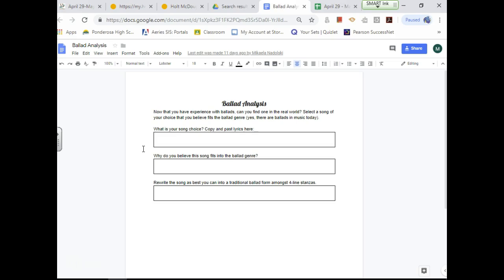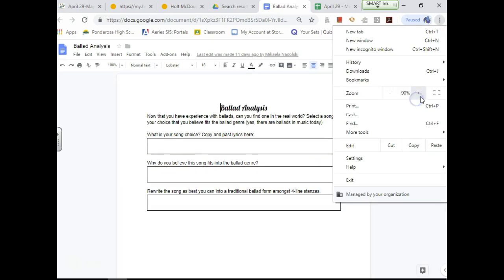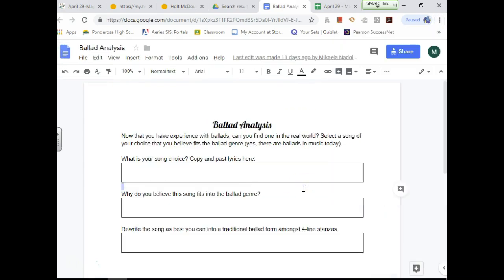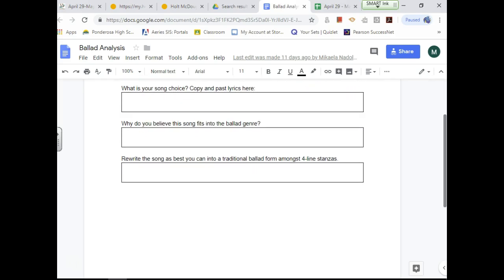Basically, what you're going to be doing is you're going to find an example of a ballad in the real world. So you're going to analyze a song of your choice. Now that you have experience with ballads, can you find one in the real world? Select a song of your choice that you believe fits the ballad genre. Yes, there are ballads in music today. We already talked about that. So what is your song choice? And explain why this fits into the ballad genre?